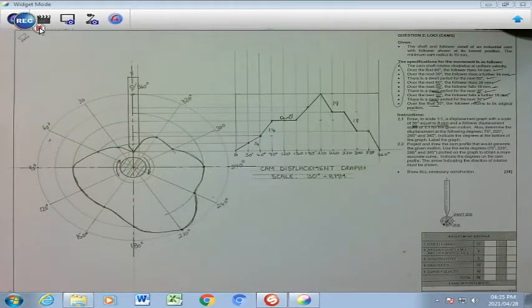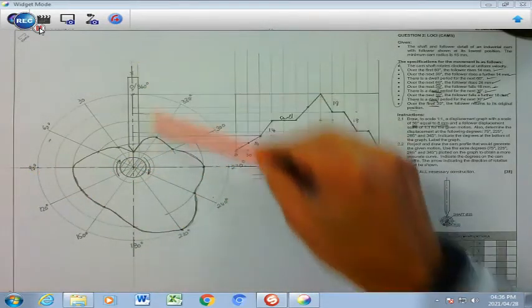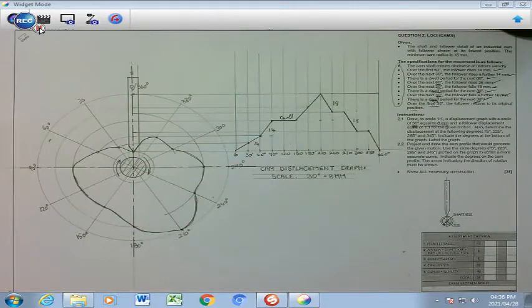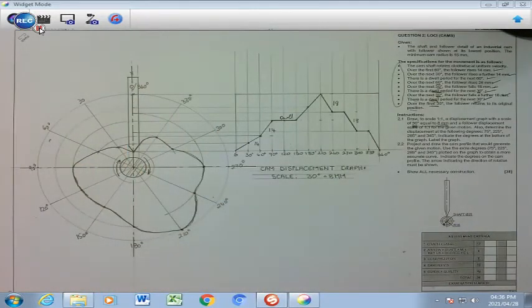Once I've concluded my cam profile, which I have drawn from my uniform cam displacement diagram, I've also included my center lines, which are two very important lines in my cam displacement graph and profile, which basically would be horizontal and vertical. Please add that as it has value in your assessment.